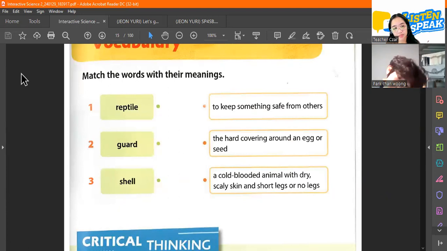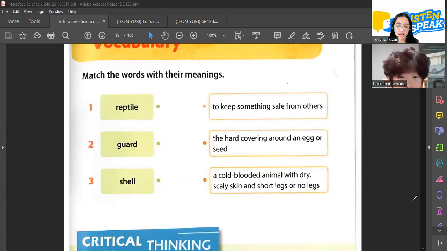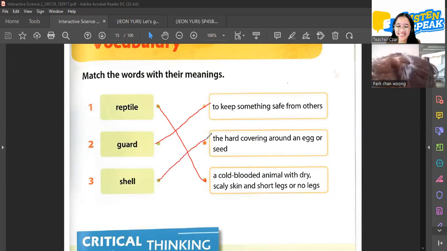Okay, what is a reptile? A reptile is a cold-blooded animal with dry, scaly skin and short legs or no legs. A turtle has a hard covering to keep something safe from others. A shell is a hard covering around an egg or seed.